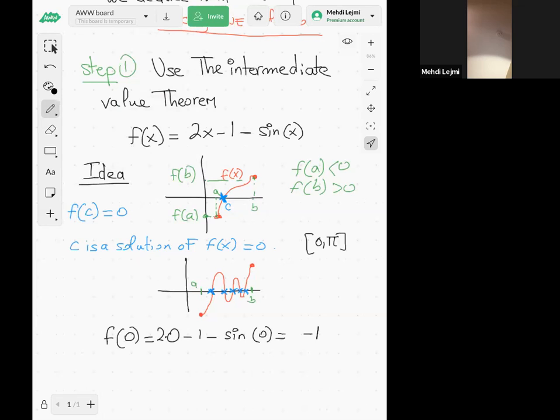Right? Now f of pi, that will be 2 times pi.